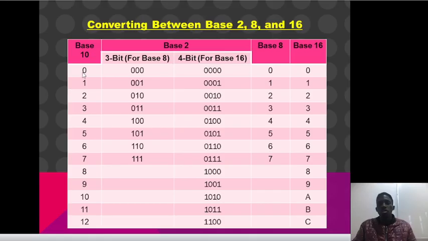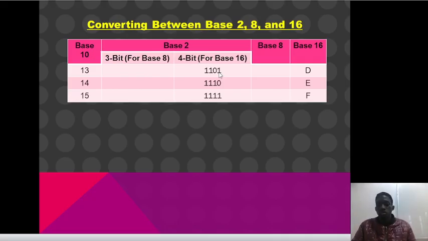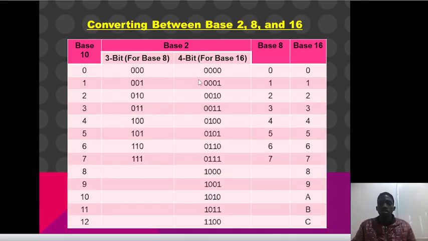So you have 0 in base 10. 0 is still equal to 0 in base 2, still equal to 0 in base 8, and still equal to 0 in base 16. In base 2, you notice it's 0, 0, 0 written here in 3 bits, and 0, 0, 0, 0 in 4 bits, and it still means 0. There's nothing there, it's still 0. Then 1 means 1 in base 2: 0, 0, 1 in 3 bits, and 0, 0, 0, 1 in 4 bits. Then you have 1 in base 8 and 1 in base 16.